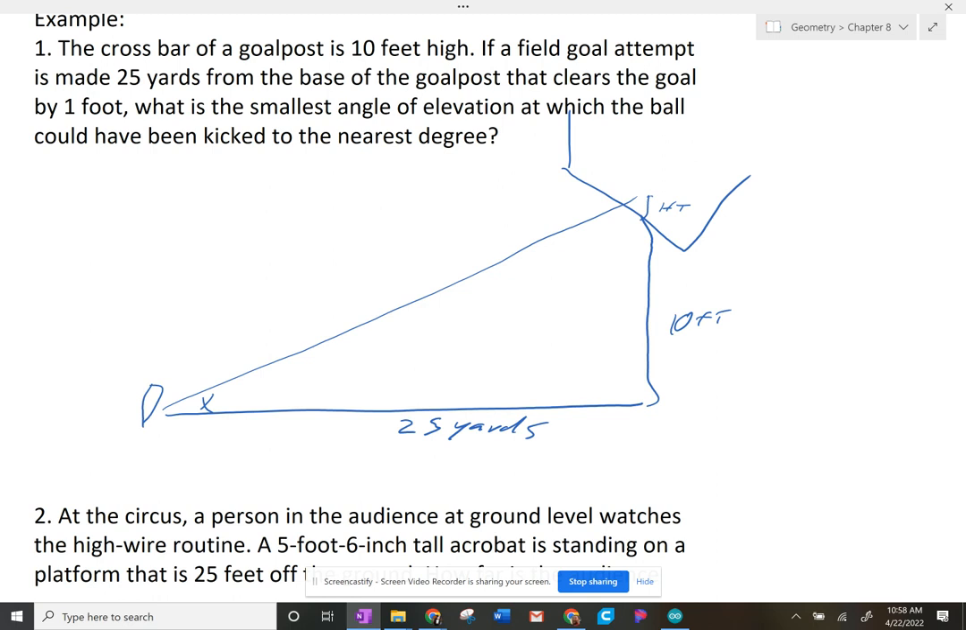So the first thing I'm going to do is simplify these things down to make sure that they're all the exact same labels. Right now, one is saying feet, one is saying yards. Let's change them all to the exact same label. Can we change yards to feet? What do you got to do?